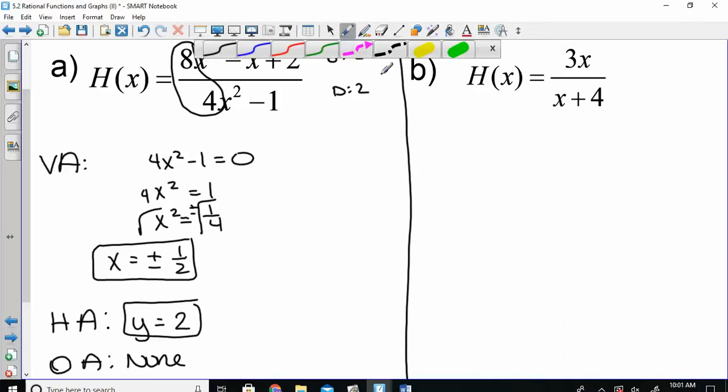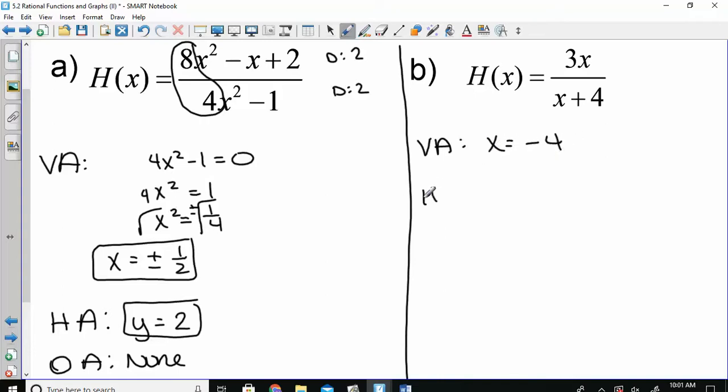So vertical is x equals whatever makes the bottom 0. We have to decide if it's horizontal or oblique. What's the degree of the top? 1. And the bottom? 1. So that means there is no oblique, it's horizontal. You divide the leading coefficients. This is like a 3/1, which is just 3.